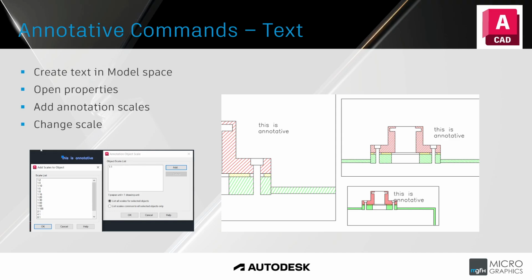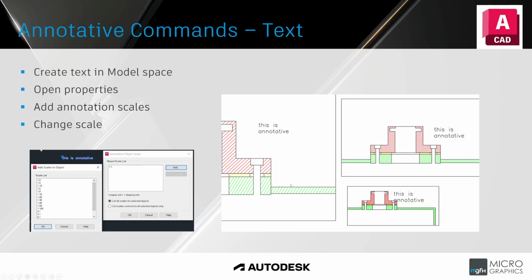Because if you don't add annotation scales to that text object, once you create your viewport, it will not show there. I've got a slide a little bit later which will show you that. So once you've opened up your properties, you'll see there's a miscellaneous section, and you're able to add your annotation scales. Over here, you'll see that by default, you've just got 1:1. If I select add, I can add my scales to the object, and you can either shift select or control select to add all the different scales that you're going to have this annotation at. Once you press OK, it'll add it all over here.